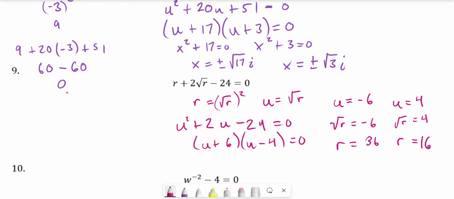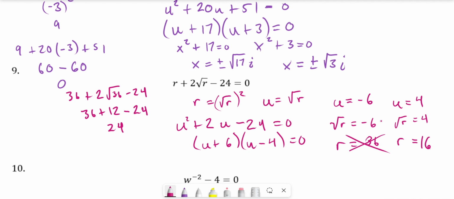If I take 36 and plug it in, what I wind up with is problematic, because this is in fact going to be 2 times 6, which is 12, minus 24. And so we wind up with 24 in total and not 0 at all. So actually, 36 was not an answer. It was a fictitious answer introduced by squaring. We can lay that out most plainly with another quick example.